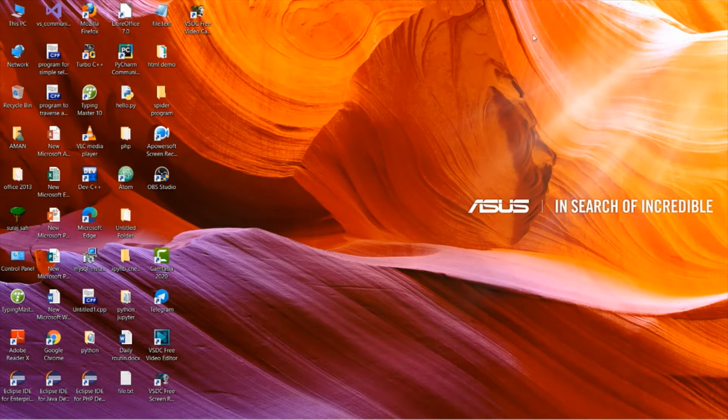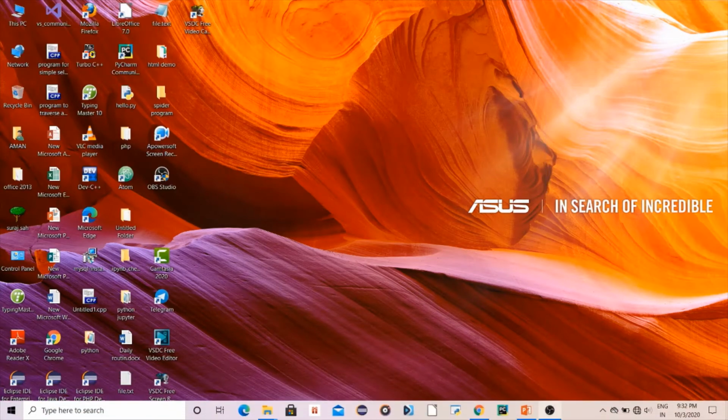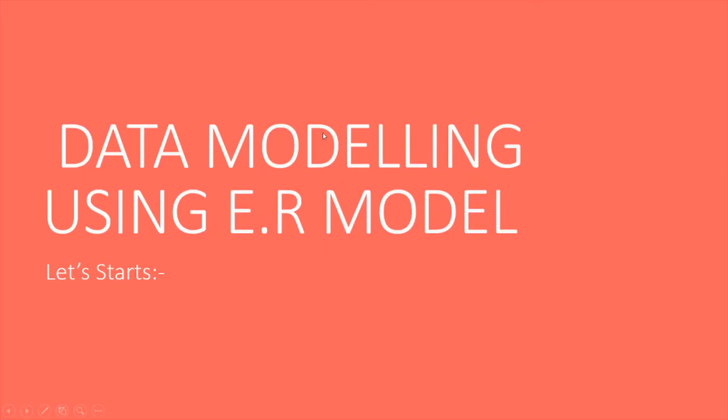Let's start and let's go to the presentation of data modeling using the ER model.